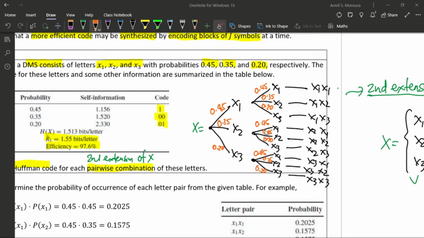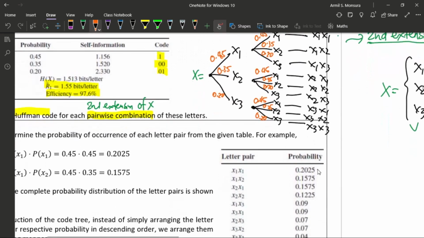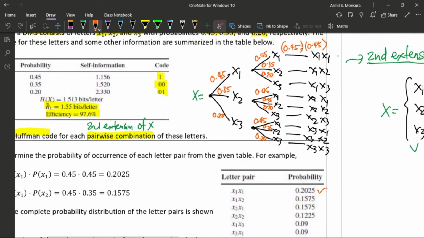Now, the occurrence of x1 and x1, the message x1 and x1, is predicated on the fact that x1 occurs on the first instance and it occurs on the second instance. So in that case, according to the rules of probability that we had studied in our probstat course, the probability of occurrence of this is actually the product of the probabilities of this occurring and of this occurring. So we know that the probability of x1 and x1 is 0.45 times 0.45. So that will be 0.2025, the product.